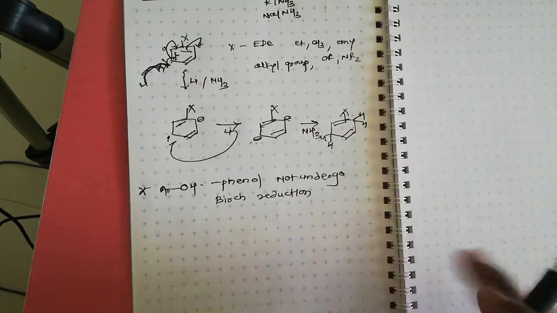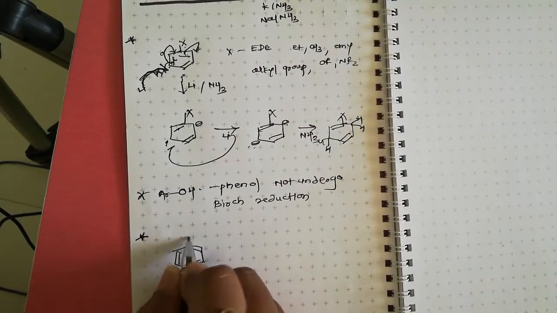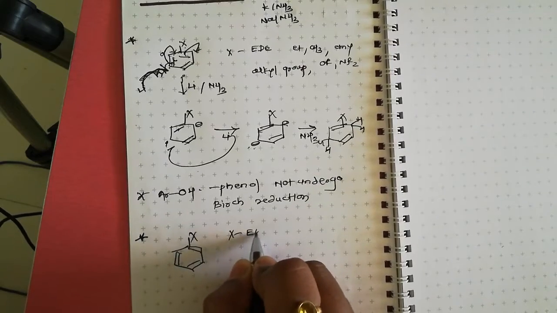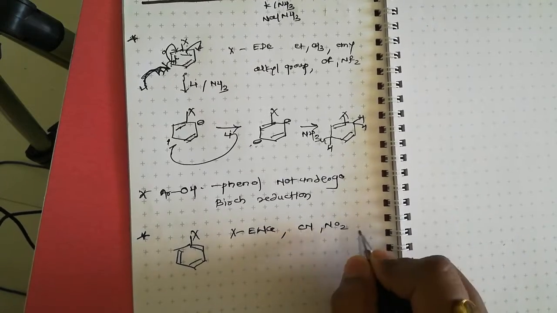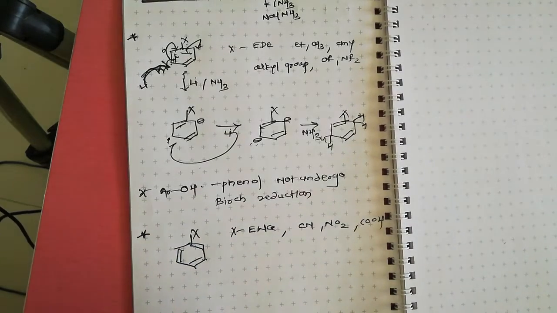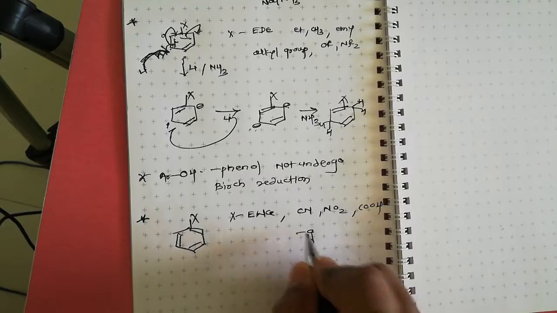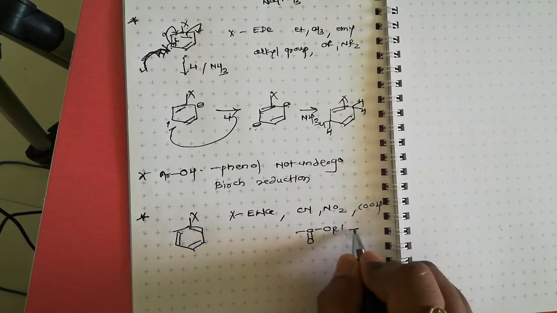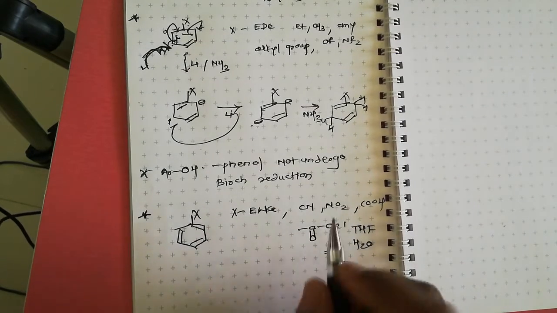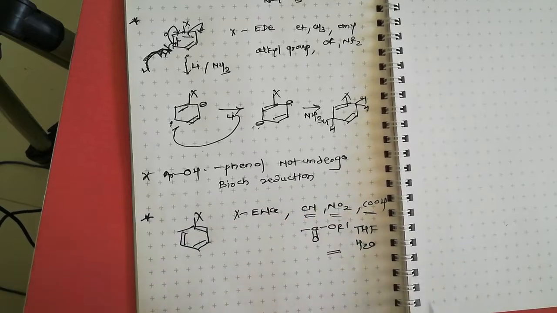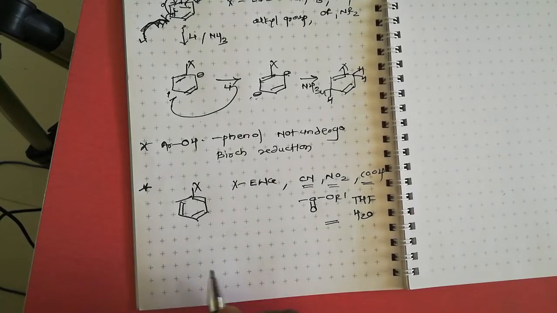Now we can see another example. If to the aryl ring X is an electron withdrawing group, the electron withdrawing groups are cyanide, NO2, COOH. These are the electron withdrawing groups. Then what is the product? An ester in presence of THF water acts as an electron withdrawing group. CN, NO2, COOH, these are the electron withdrawing groups. Then what is the Birch reduction product?